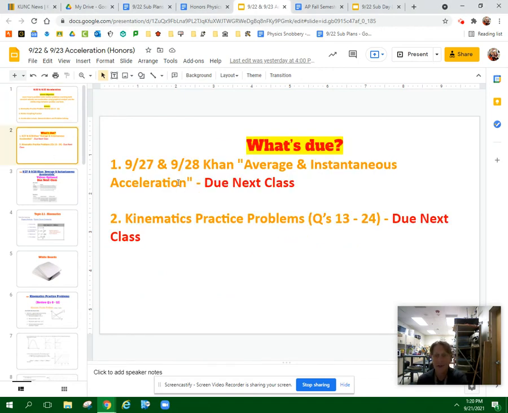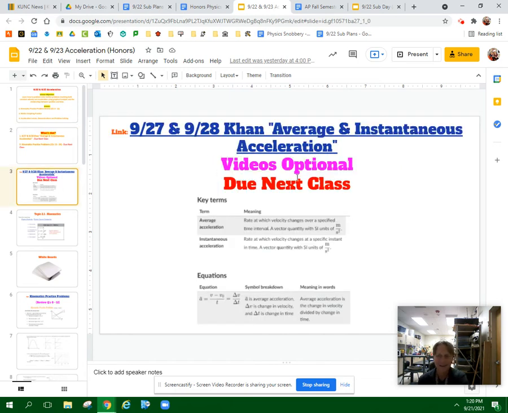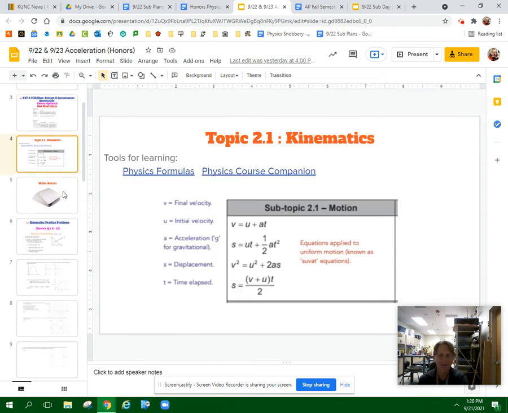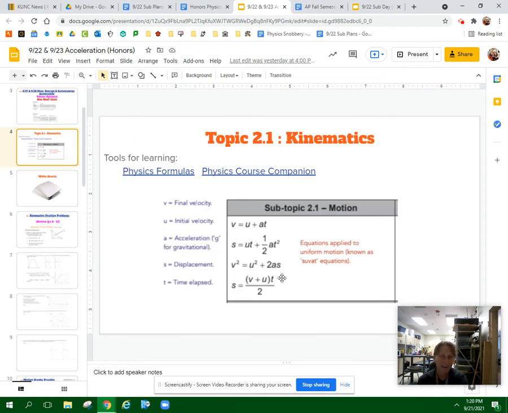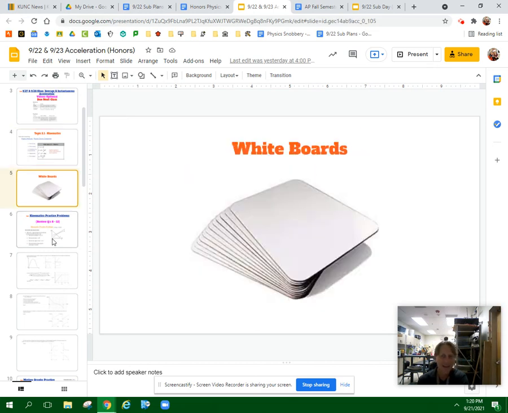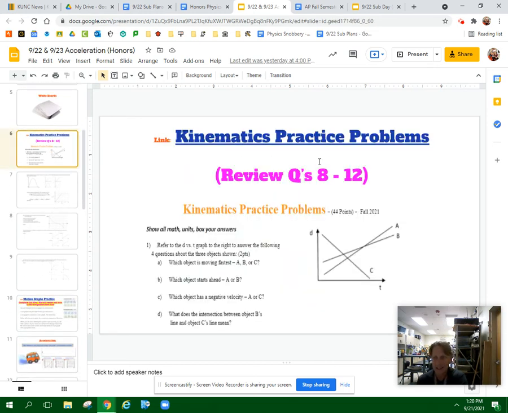As far as homework goes, there is a Khan Academy that you could work on if you have time in class today, or turn it into homework. And then we're going to continue with the practice problems for 13 through 24. There is a link to the Khan Academy, and you've got your formulas handy here. Today's the day we're really going to get into using the formulas, so have those ready to go. Okay, so moving into today's lesson, let's take a look at questions 8 through 12.